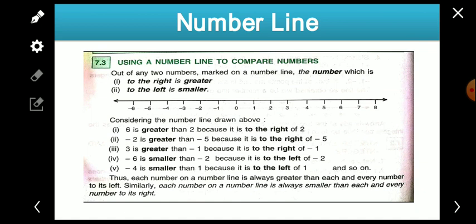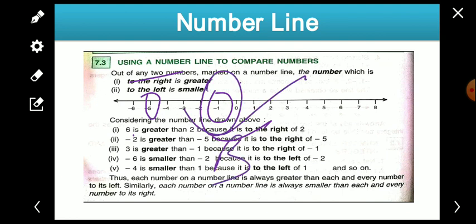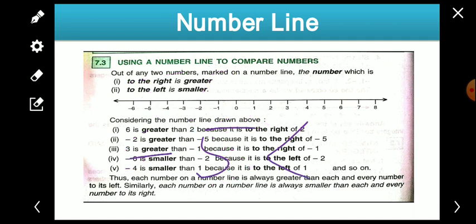Let me take another example. Suppose I am taking -5 and -1. If I ask which number is the greater number, then we will see which one is on the right side of the other. That one will be the greater. -1 is on the right side of -5, so this is the bigger or greater, and this is the smaller. Here we have understood that -5 is smaller than -1.